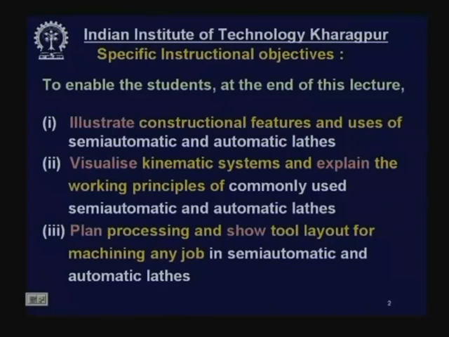Now the specific instructional objectives of this lesson will be: the constructional features and uses of semi-automatic and automatic lathes; the kinematic systems and working principles of commonly used semi-automatic and automatic lathes; and processing and tool layout for machining any job in semi-automatic and automatic lathes.